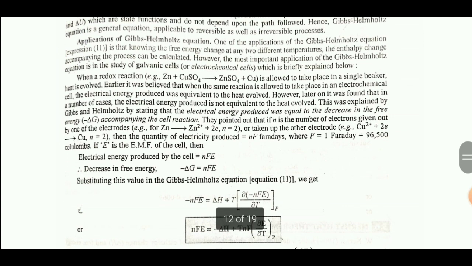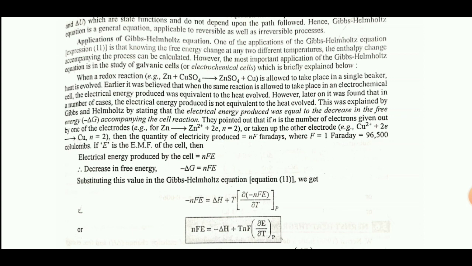Applications of Gibbs-Helmholtz equation. One of the applications of Gibbs-Helmholtz equation, expression 11, is that knowing the free energy change at any two different temperatures, the enthalpy change accompanying the process can be calculated. However, the most important application of the Gibbs-Helmholtz equation is in the study of galvanic cells, which is briefly explained below. When a redox reaction is allowed to take place in a single beaker, heat is evolved.